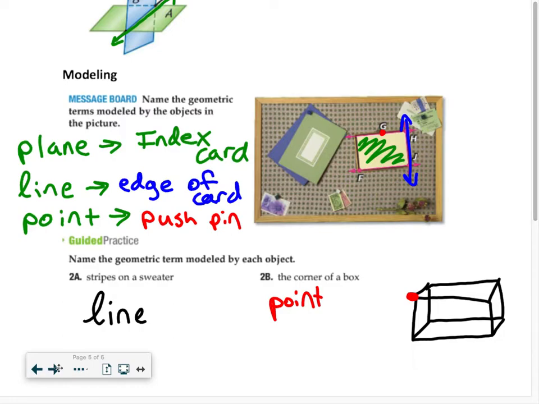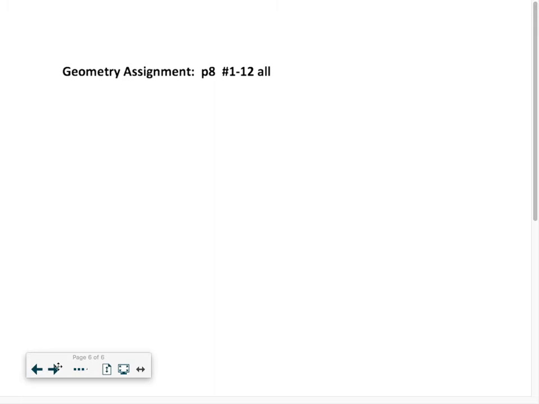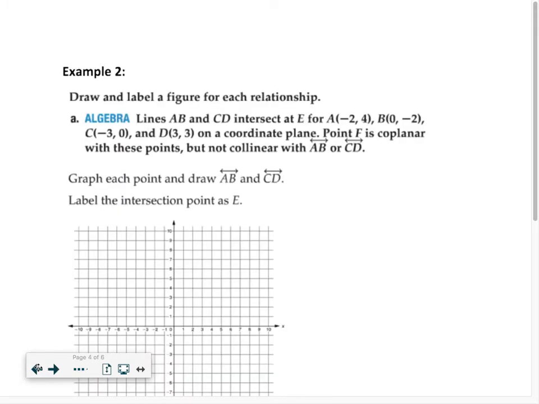Let's continue. Things aren't wanting to load here. Okay, Example 2. So we want to draw and label a figure for each relationship.